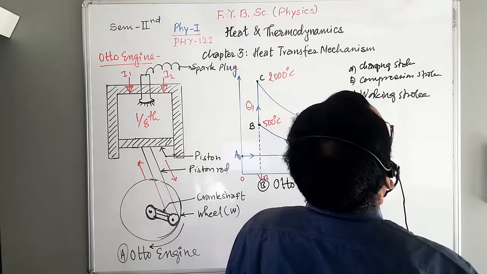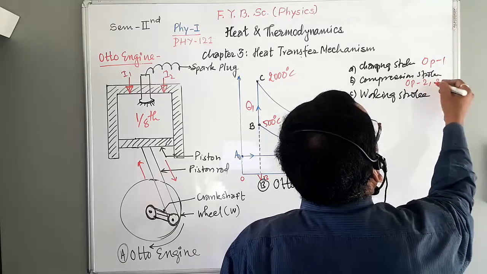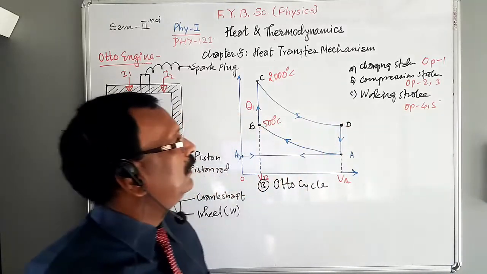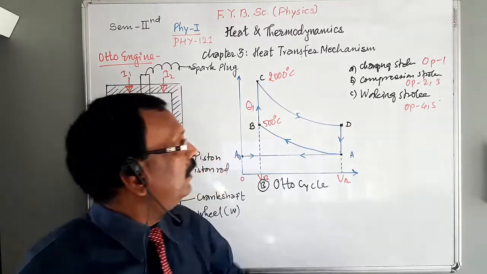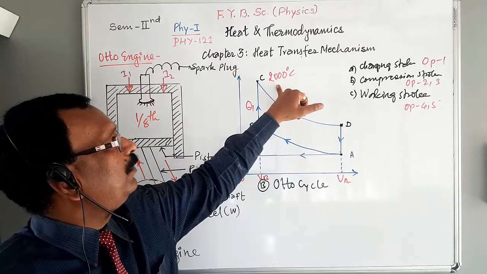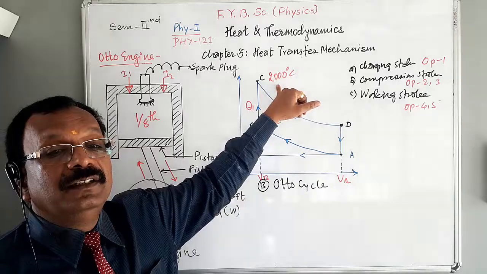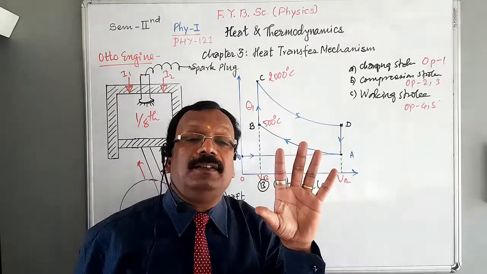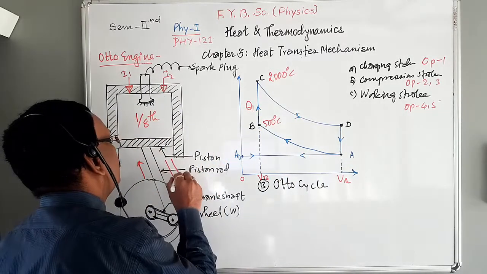Remember that here is operation 1, here operations 2 and 3, and here operations 4 and 5. There are two operations in the working stroke, operation 4 and operation 5. Now, during the first operation, when temperature rises to about 2000 degrees Celsius, the pressure of rapidly expanding hot gases pushes the piston in an outward direction.